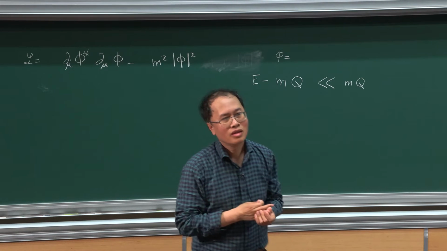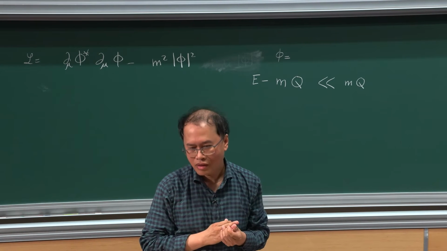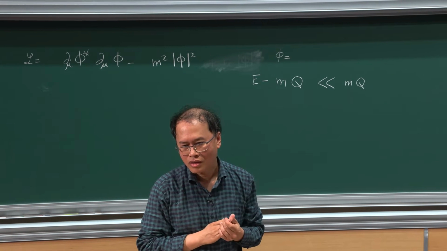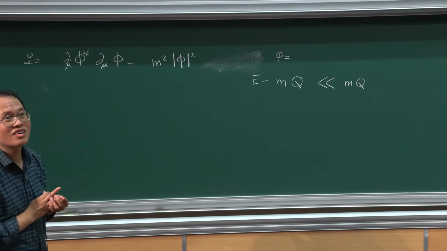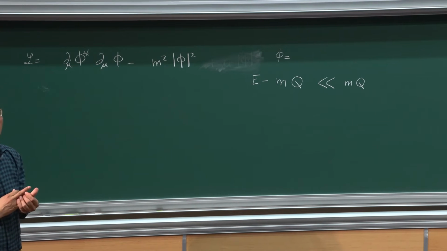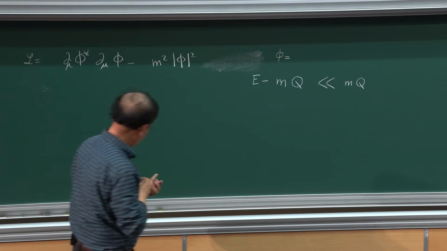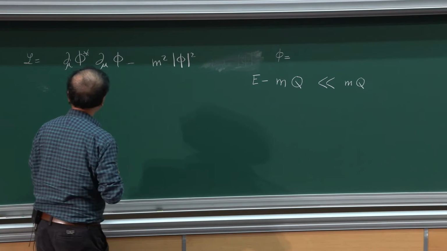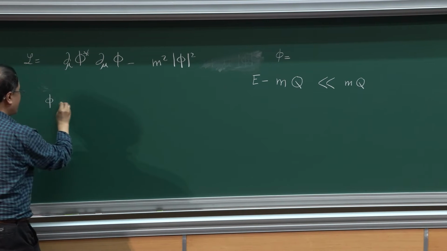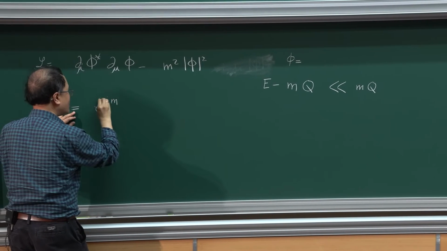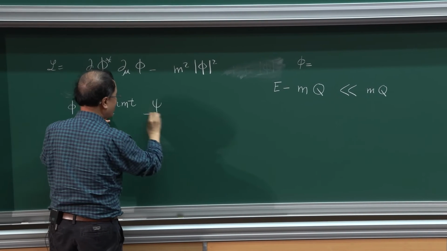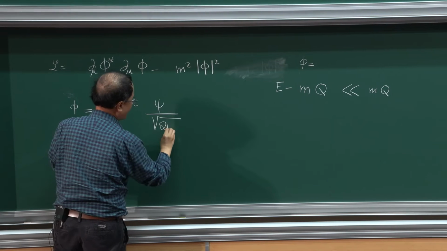I guess people are confused. What is the relation between phi and psi? Phi, for example, has two derivatives here, and there is only a one time derivative. Was that the confusion? Okay, so the translation is the following: phi is equal to e to the minus i m t, psi, divided by the square root of 2m.